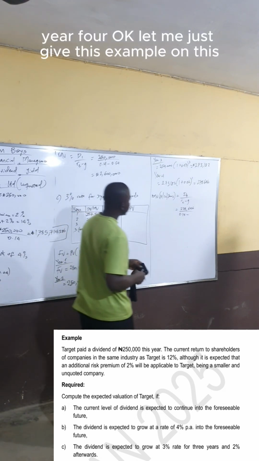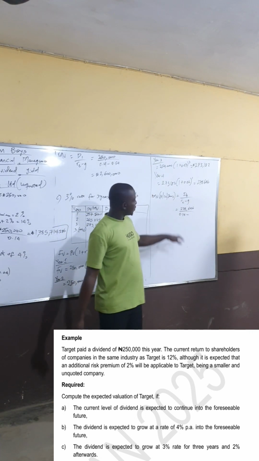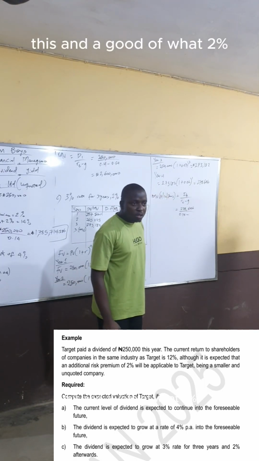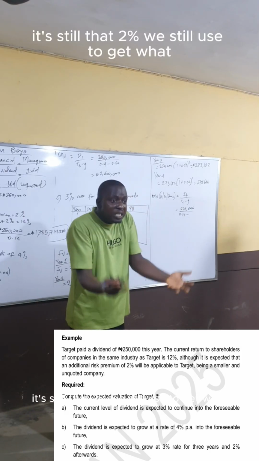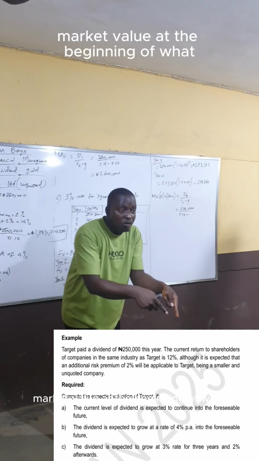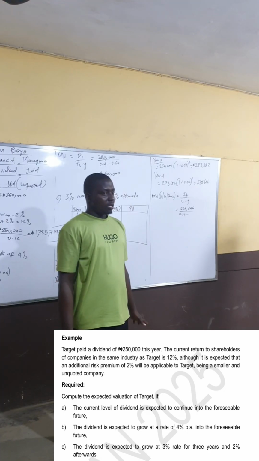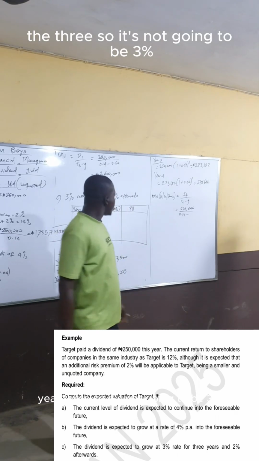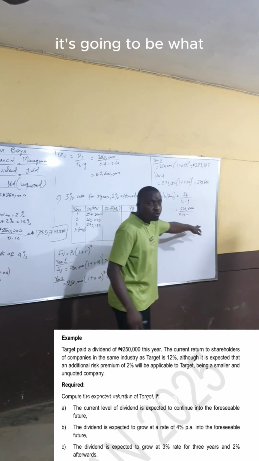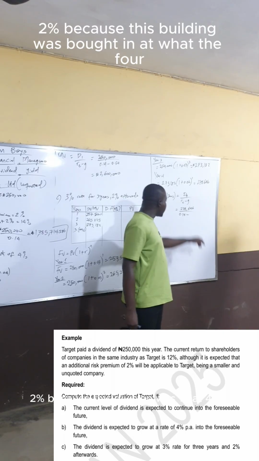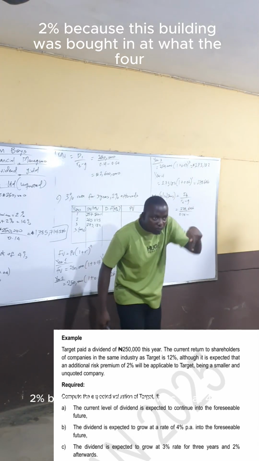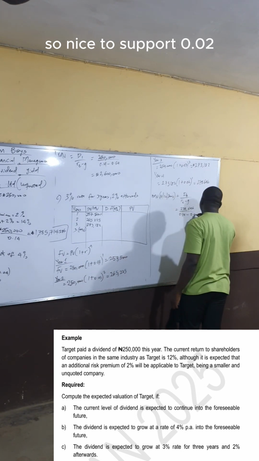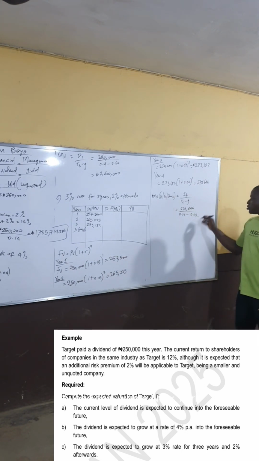Year 4. Okay, let me just use this example. Year 4 is having a dividend of this, and a growth of what? 2%. It's still that 2% we use to get the market value at the beginning of year 4. But we know at the back of our mind that it is the market value at the end of year 3. So it's not going to be 3%. It's going to be 2%, because this dividend was brought in at year 4. So now it's going to be 0.02. So let's do this one here.